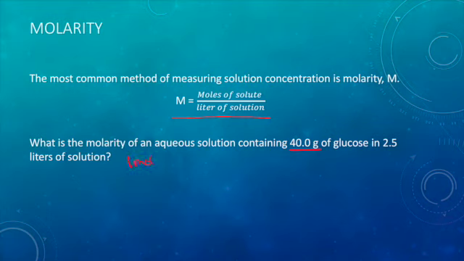So 1 mole of glucose is 180.156 grams per mole. So we would convert our 40 grams to moles. And we get 0.210 moles of glucose.